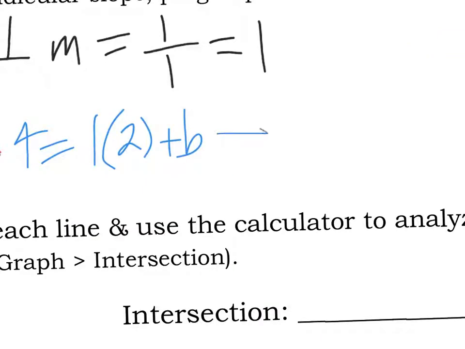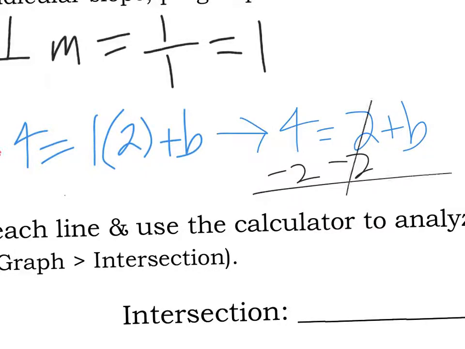So that's going to give us 4 equals 1 times 2, which is 2. So 2 plus b equals 4. If you want, show your work by subtracting 2 from both sides, but you could do this one in your head. 2 plus 2 is 4. So b equals 2. Okay?